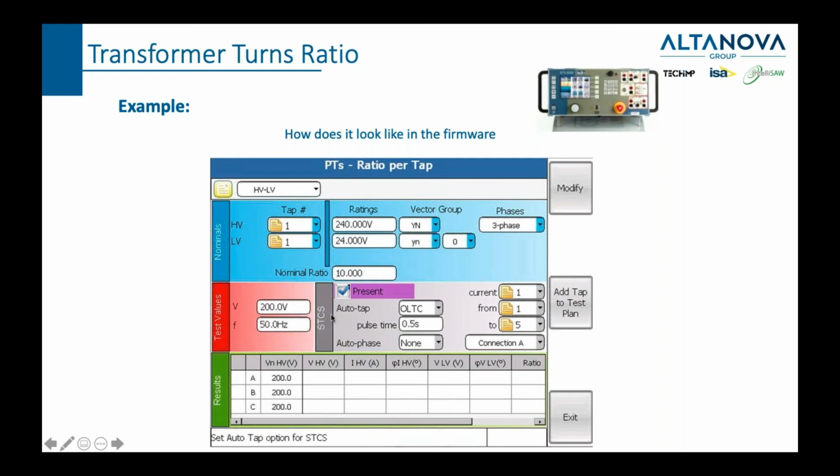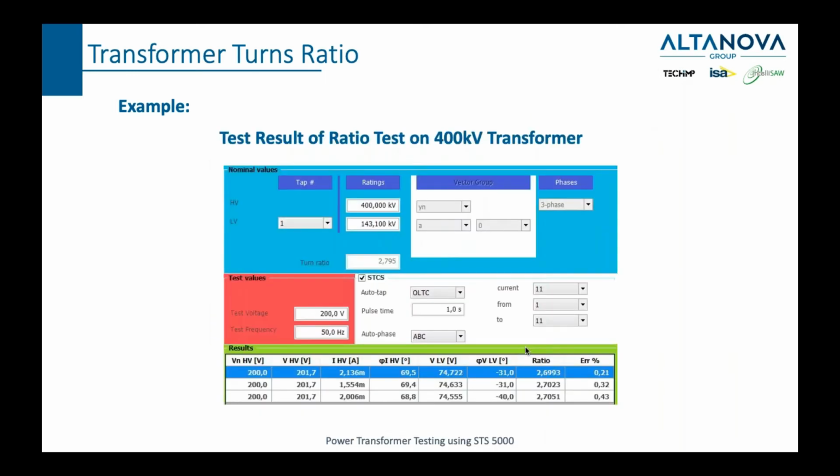And if you have an STCS present, then you can also decide from which position to which position you want to go, and do you want to measure ratio on all phases or just one single phase, and in that case you need to choose on which phase you want to do it. When you execute a test, this is another example, you would get a result.